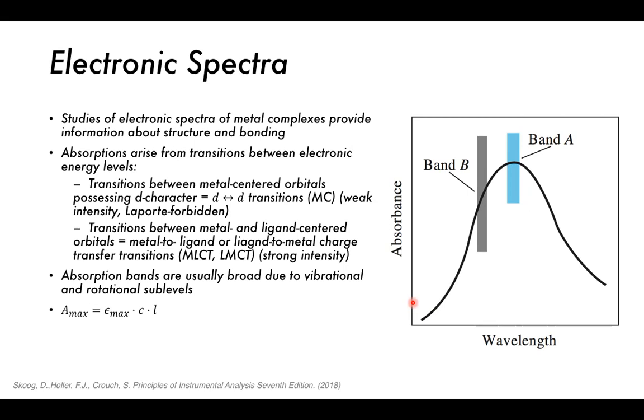So absorption bands are usually broad due to vibrational and rotational levels. So we don't just have the electronic transitions, but we also have the vibrations and the rotations within that. And of course, this absorbance can be related to epsilon max times c times l, which is ultimately the Beer-Lambert law.